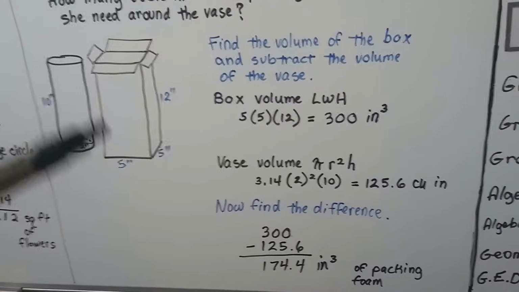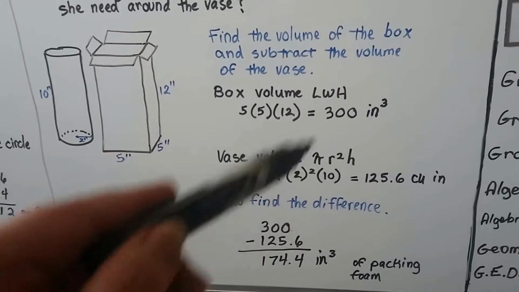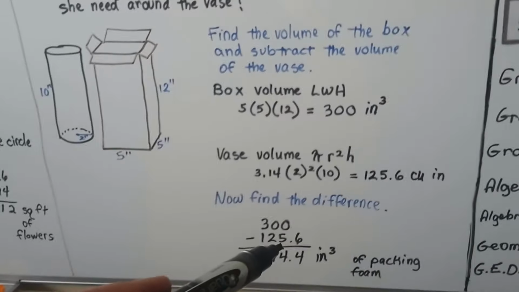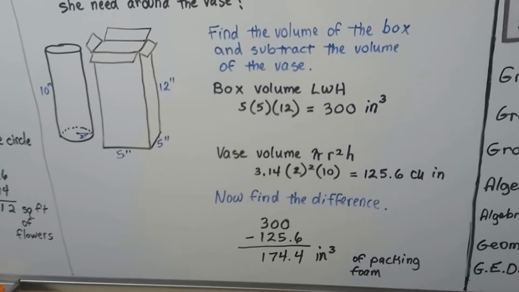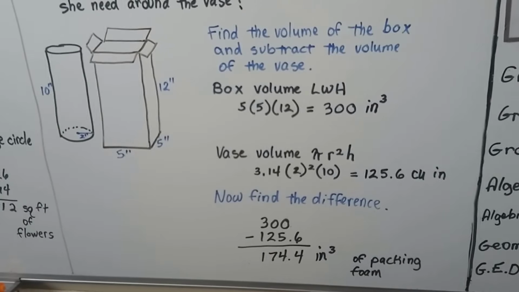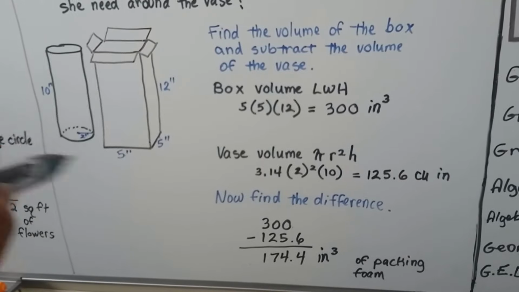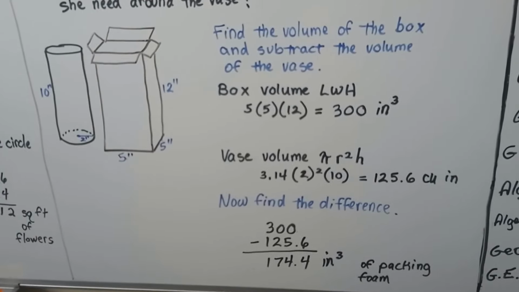Now we need to find the difference between the two. Then we'll know the empty space around the vase. 300 minus 125.6 is going to be 174.4 inches cubed of packing foam she's going to need around the vase. All right?